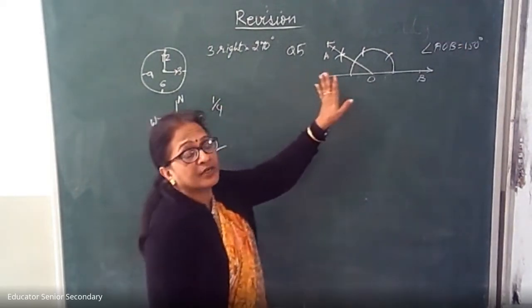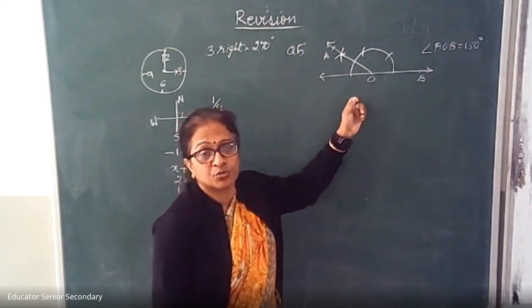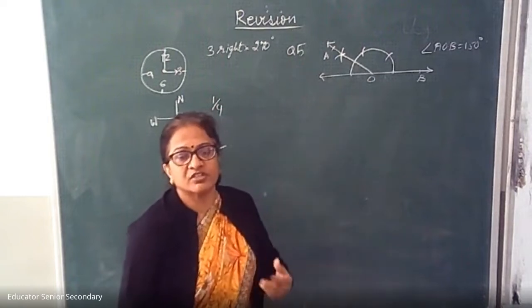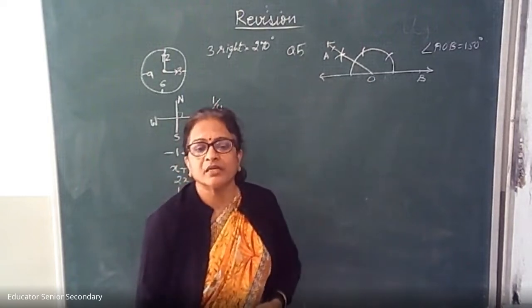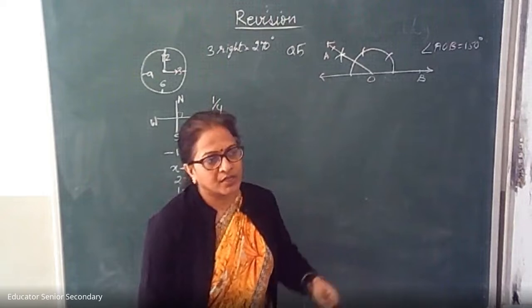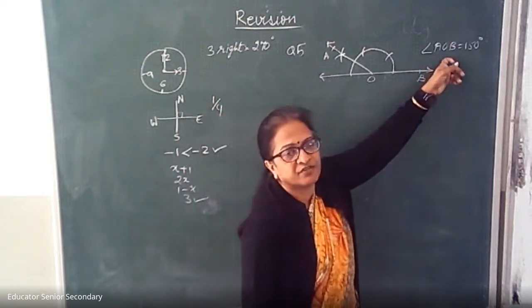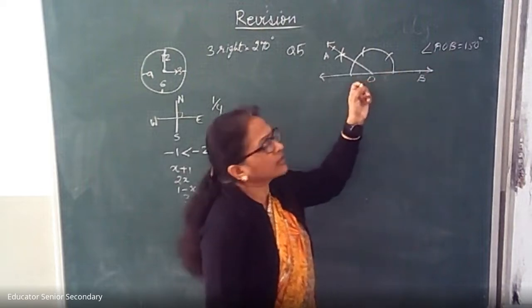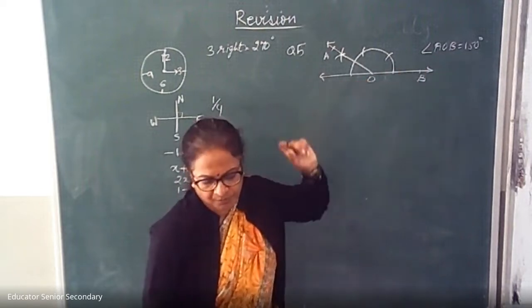Now, how do you find out whether the angle can be constructed? We have already discussed that all the angles which are multiples of 15 can be constructed using a compass. Because 150 is divisible by 15, 15 tens is 150, so 150 can be constructed by a compass.